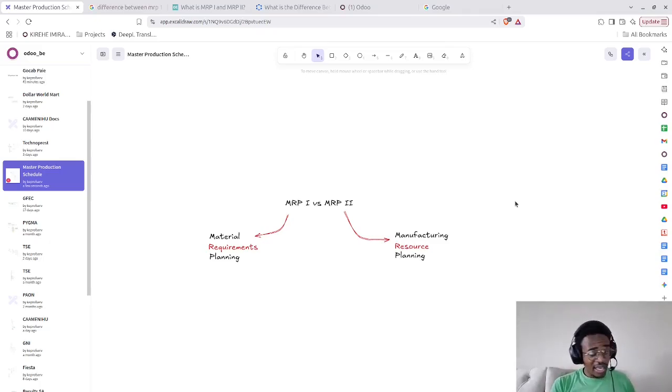So in MRP, you've probably heard it before, but probably you do not know that there's MRP1 and MRP2. So what's the difference between these two? First, it's in the name. So there's material requirements planning, that's MRP1, and then there's manufacturing resource planning. But what do all these things mean?